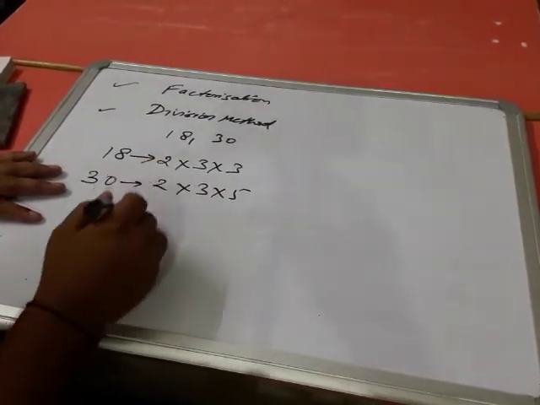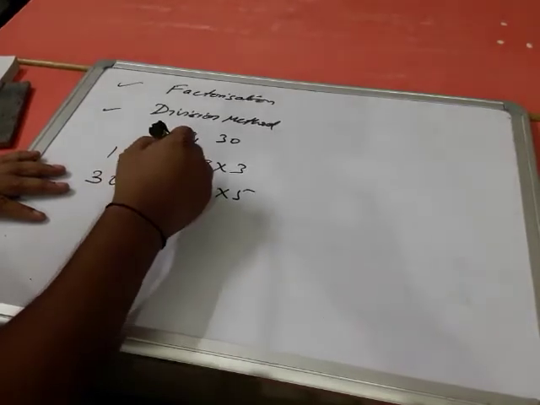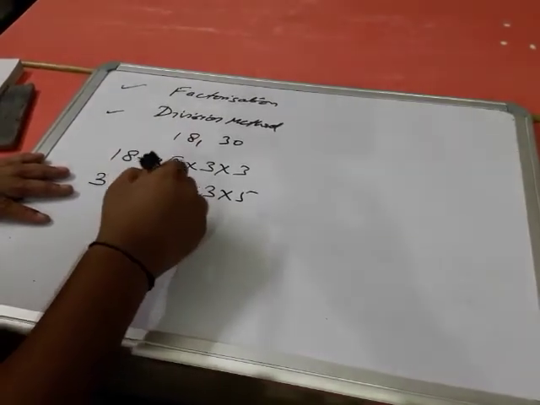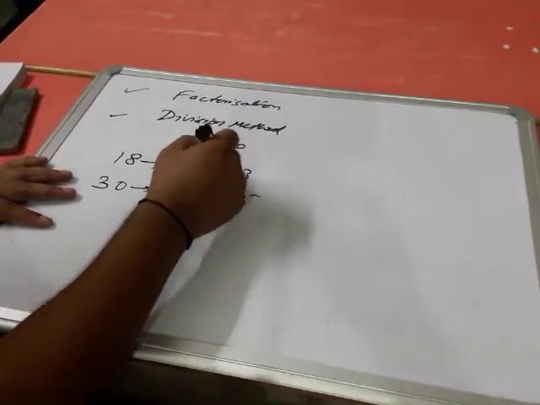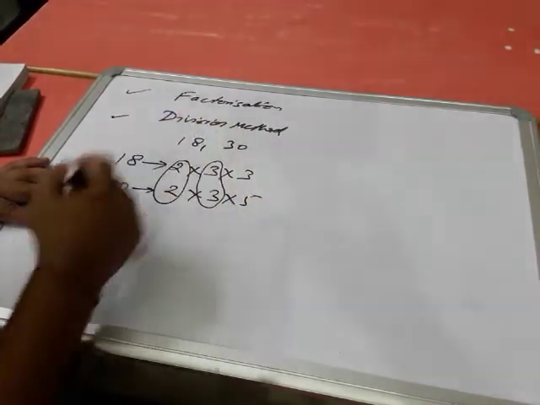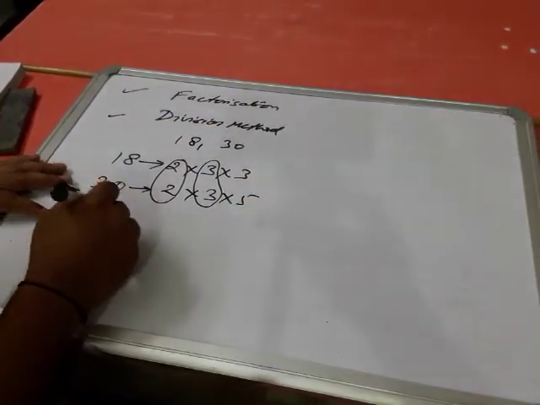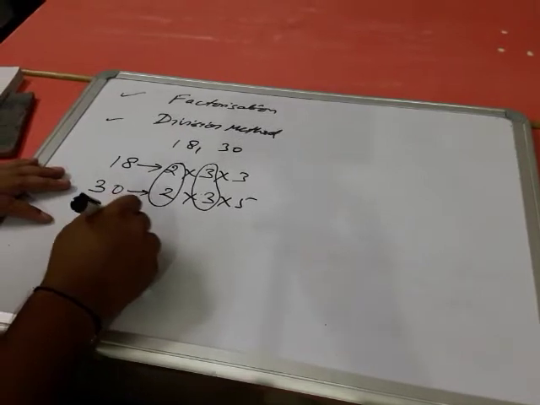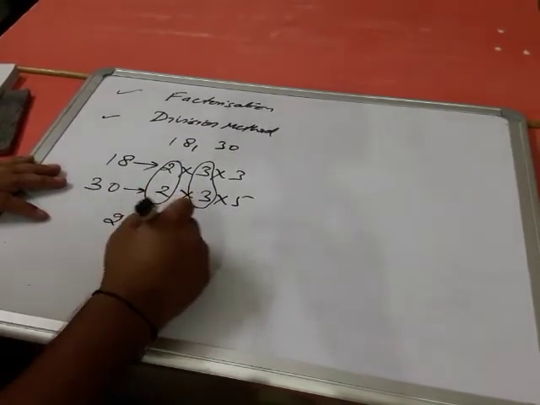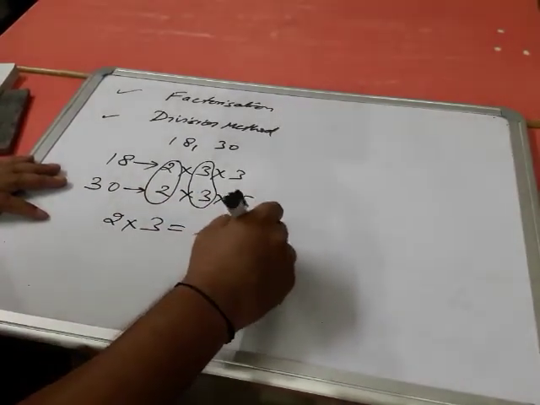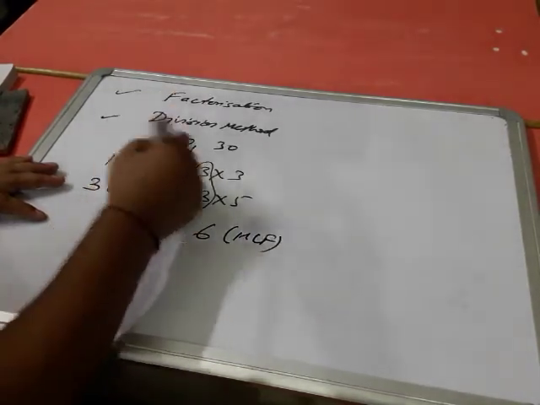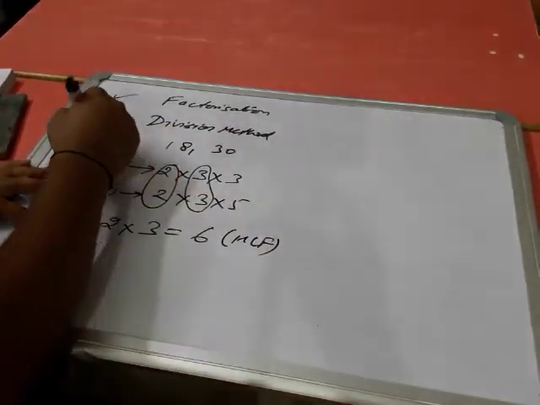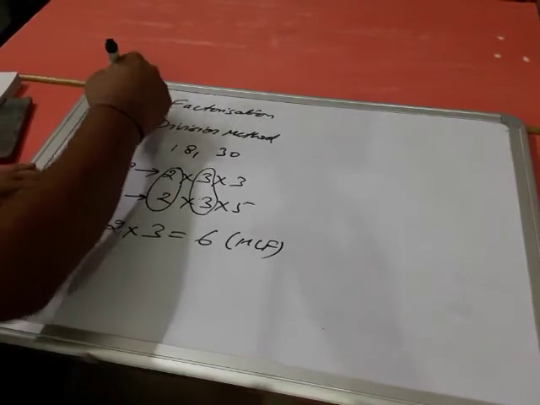Now what are the common factors? Here 2 is a common factor and 3 is also a common factor. We find the HCF by multiplying the common factors. So 2 multiplied by 3 is 6. So 6 is the HCF. This method was the factorization method, the first method.